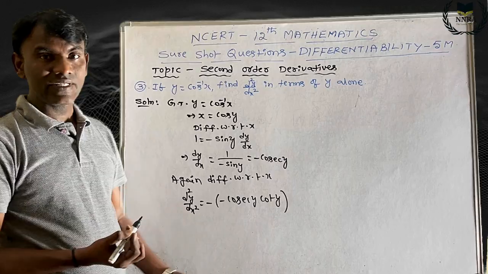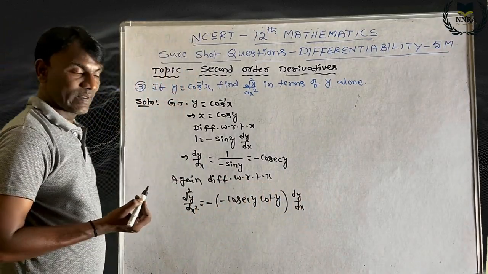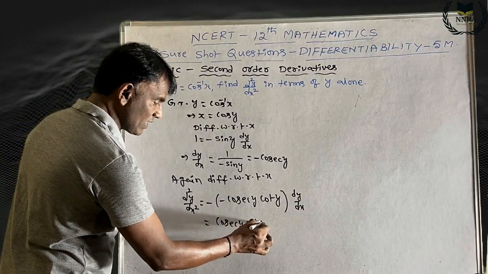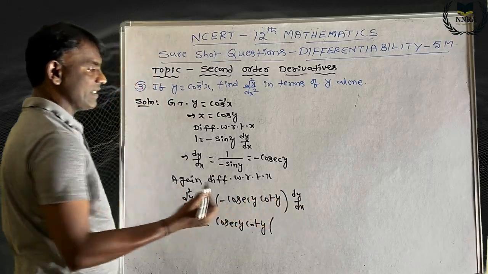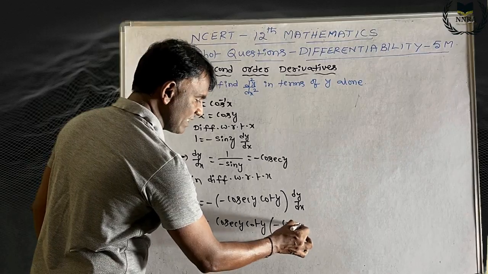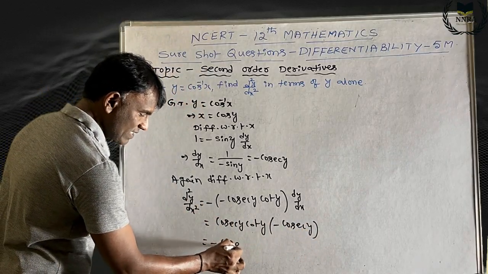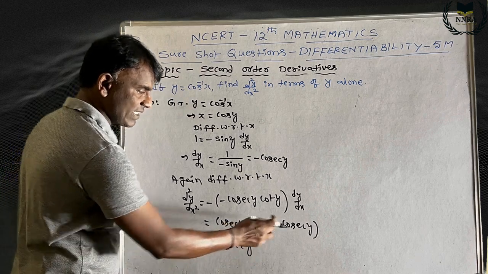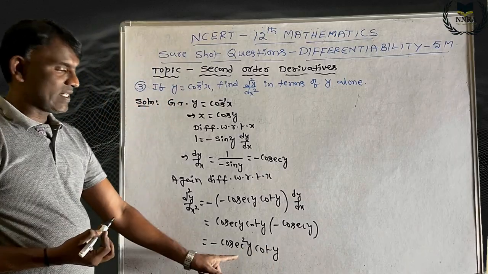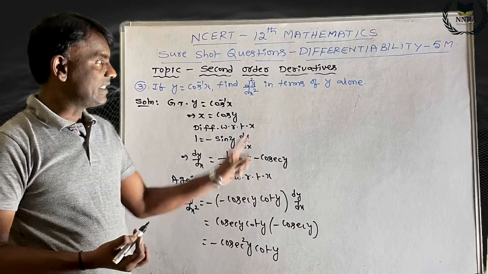Then again we have to differentiate y with respect to x. Then how much we get? dy by dx. Now minus into minus plus. Then how much is it? Cosecant y into cot y. And again substitute dy by dx value. What is the value of dy by dx? Minus cosecant y. Clear? Now plus into minus minus. So it is cosecant square y into cot y. So now the required value is in terms of y only. That is the meaning of this question.